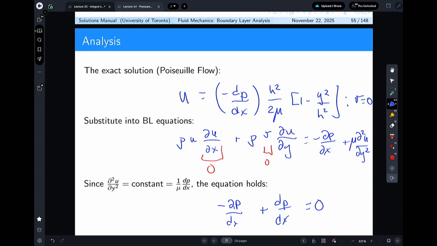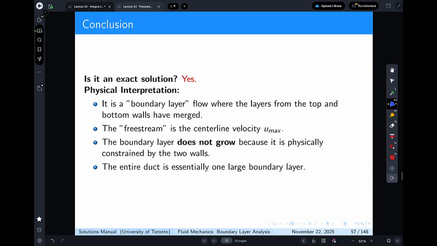So is it a physical or an exact solution? Yes, it is. It's a boundary layer flow where the flows from the top and bottom wall have merged. Free stream is the center line velocity u max. Boundary layer does not grow because it's physically constrained by the two walls. And the entire duct is essentially one large boundary layer. And that's been the simplification we've depended on for years to make all of this work.